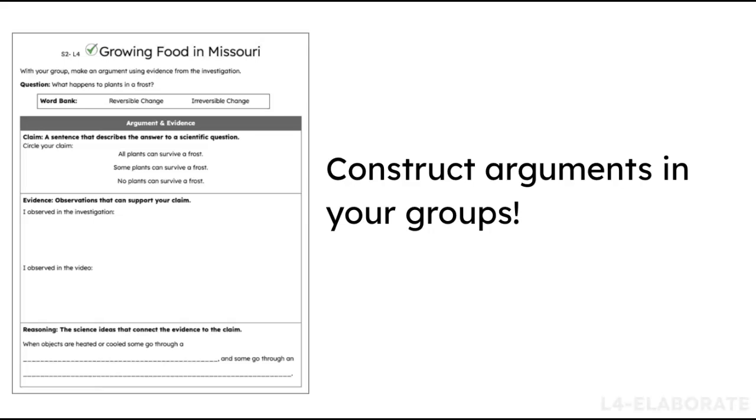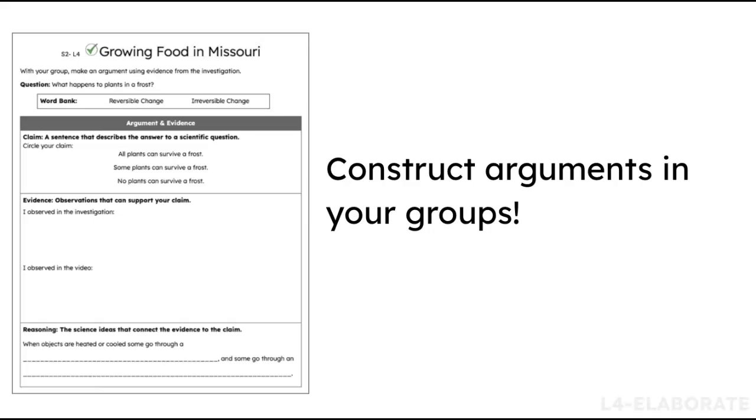Once students have used the provided scaffold to construct their initial argument, you'll model shared writing and support students to use scientific vocabulary as well as transition words. Finally, you'll provide students the opportunity to construct their own written explanation using the Growing Food in Missouri Writing student journal page.